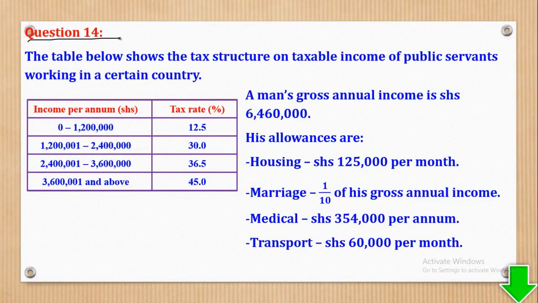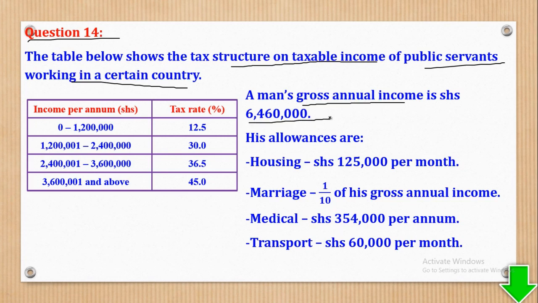Now we shall go to question 14. Question 14 says, the table below shows the tax structure on taxable income of public servants working in a certain country. This is a table, and they said a man's gross annual income. Note this word gross and annual. Annual means per year.